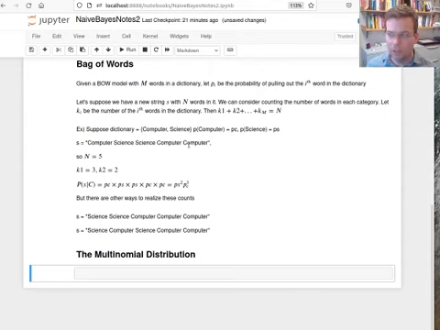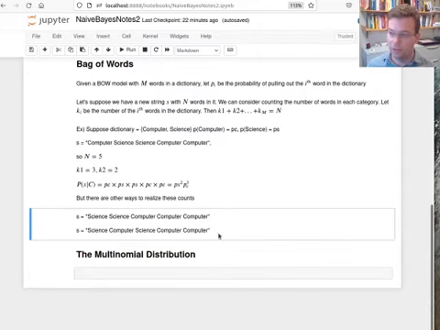Okay, so we've seen that if we have 3 computers and 2 sciences, there's a bunch of ways to create strings with 5 words that have those exact counts. Each one of them has the same probability. Doesn't matter where science and computer show up, as long as there's 2 of them for science and 3 of them for computer. So each one of these strings is a different outcome, and they're totally disjoint. But they all have the same probability.